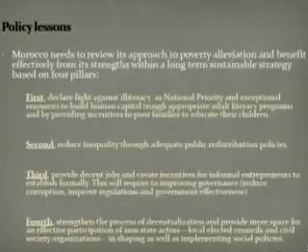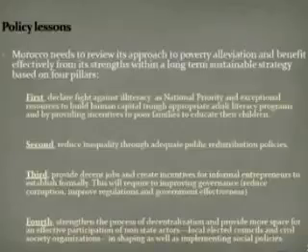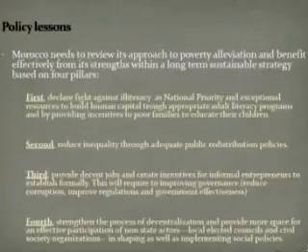And we saw that there is room to introduce redistribution policies both through taxes and through spending: more targeted spending, more rational spending, and also more fairness and equity in terms of tax policies. The third is to provide decent jobs and create incentives for informal entrepreneurs to establish formally.